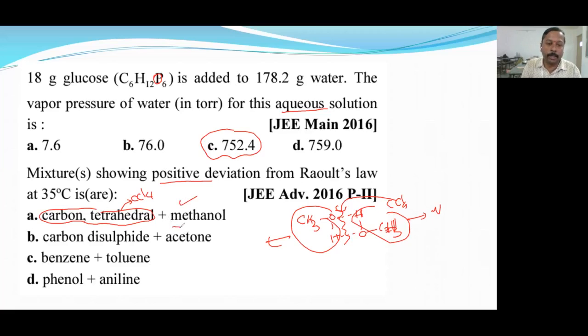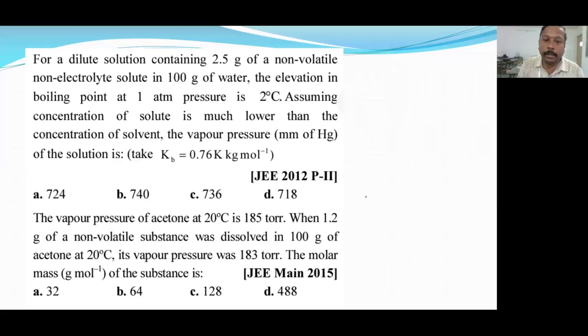Same happens here also in acetone and carbon disulfide. Toluene, there is no hydrogen bond. Aniline, before and also after, hydrogen bond will be there. So the answer will be A, B. Answers are A, B. Okay, next question.